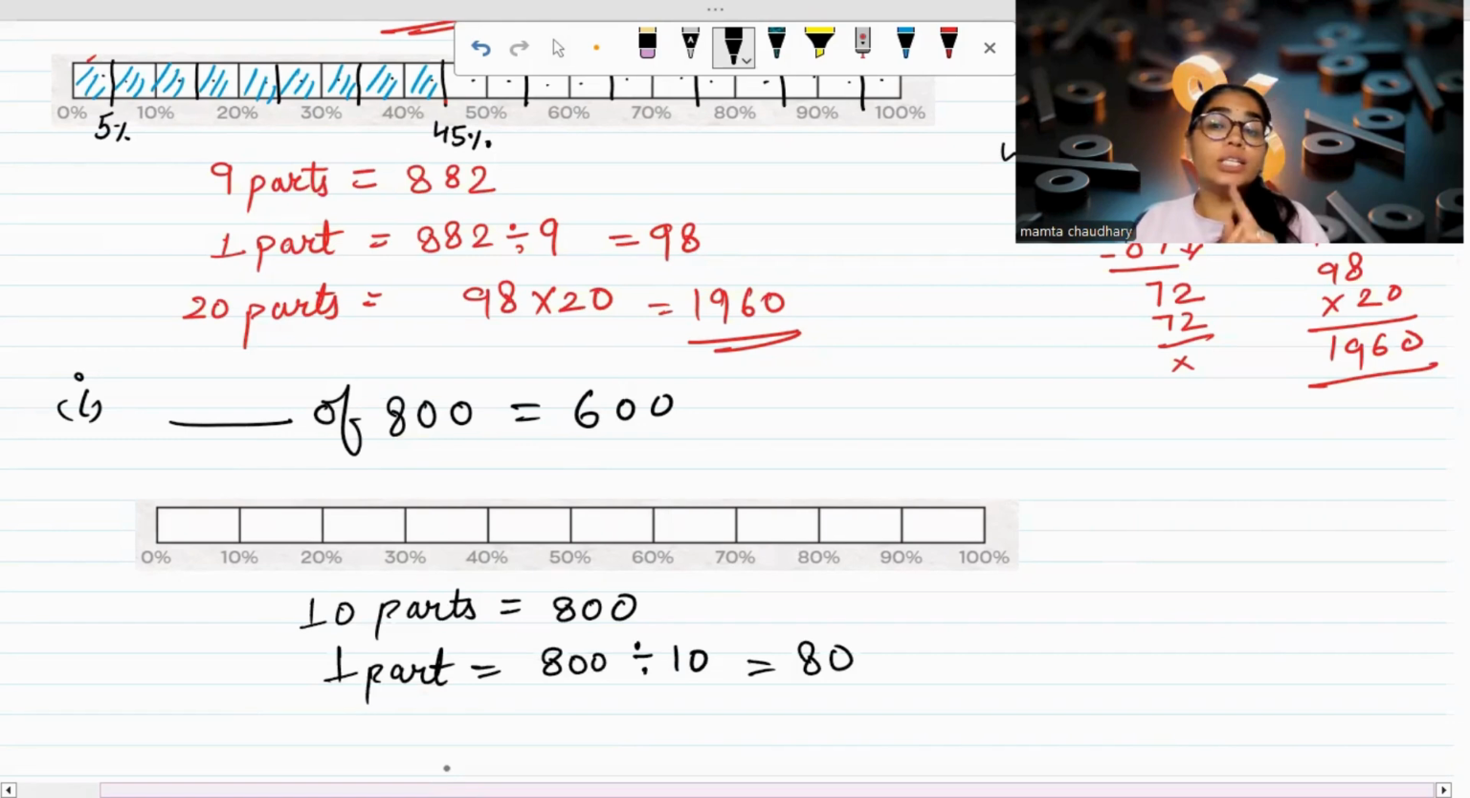And you have to shade 600. Okay. So 80. Then 80. 80 plus 80, 160. Then 80. How much it is? 240. Then 80, 240 plus 80. What you will get? 320 plus 80, 400 plus 80, 480 plus 80, 560 plus 80, 640. Oh my God, here you are getting 640.